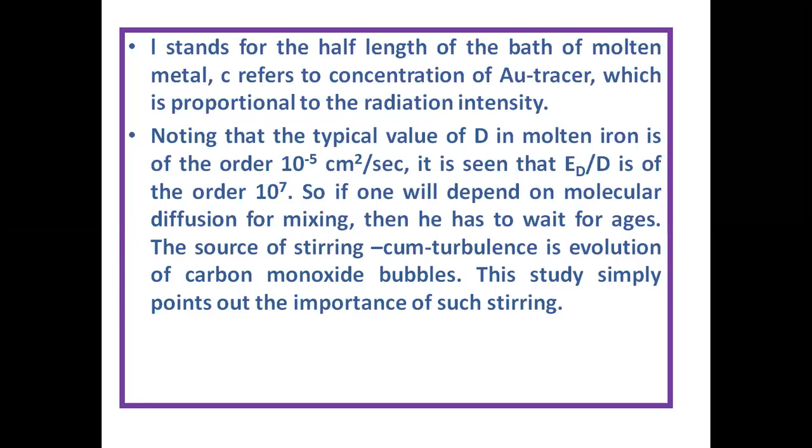Noting that the typical value of D in molten iron is of the order of 10 to the power minus 5 centimeters squared per second, it is seen that l squared by D is of the order 10 to the power 7. So if one depends on molecular diffusion for mixing, then he has to wait for ages. The source of stirring, or turbulence, is the evolution of carbon monoxide bubbles. This study simply points out the importance of stirring. So the stirring effect helps to obtain homogeneity at a faster rate.